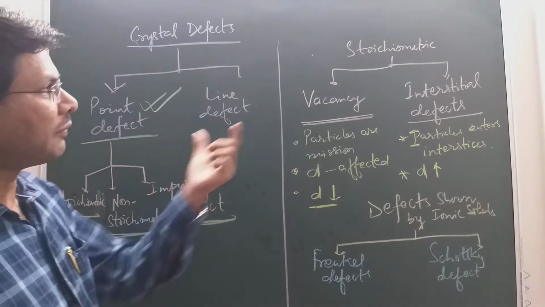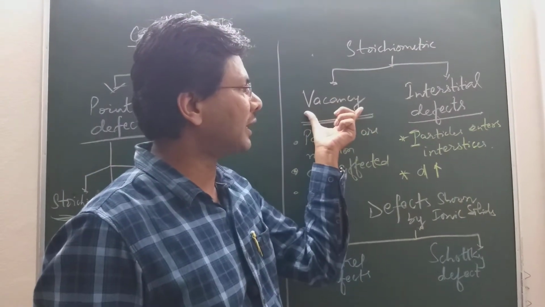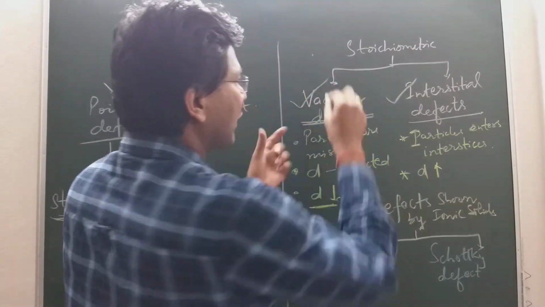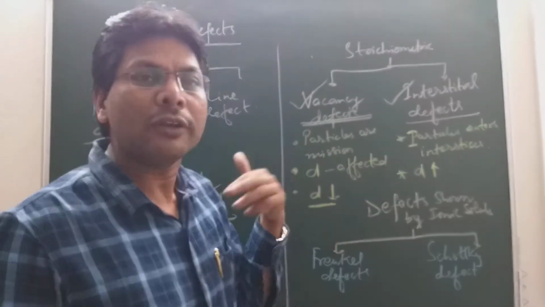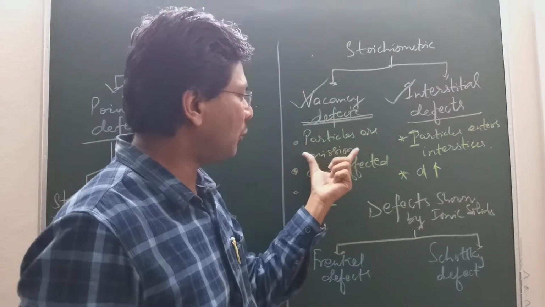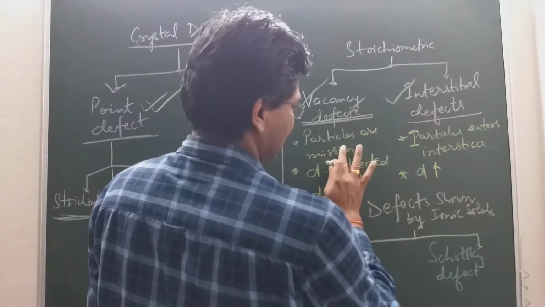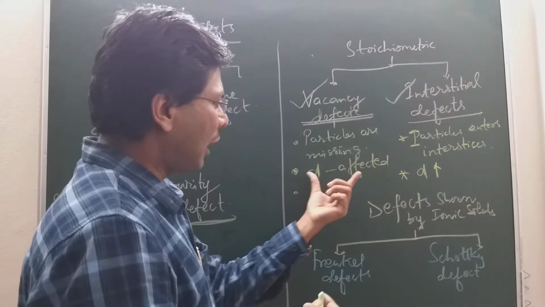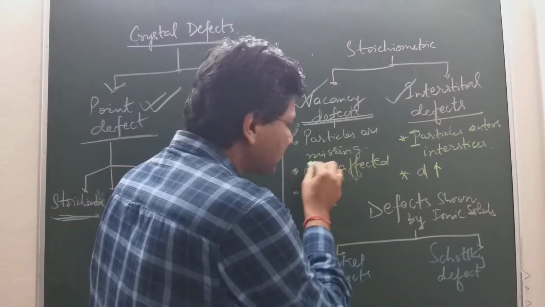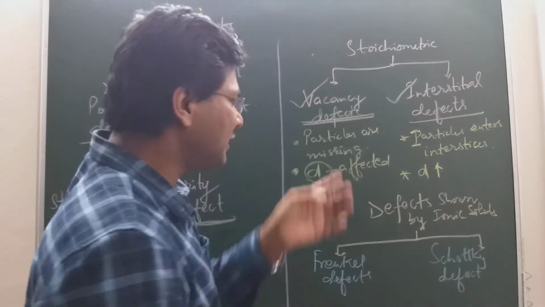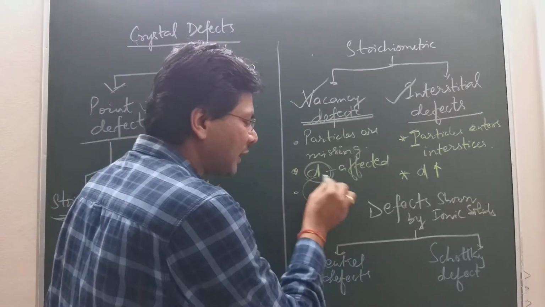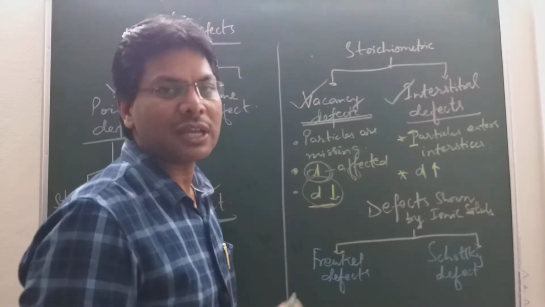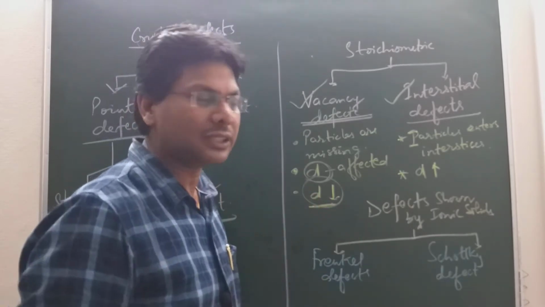Stoichiometric defects are broadly classified into two types: vacancy defect and interstitial defect. Vacancy defect is caused in non-ionic solids where particles are missing. That means some particles are missing, and due to this the density of the substance is affected. How is it affected? Quite simple, density will decrease, because when particles are missing, mass will decrease, resulting in a decrease in density.